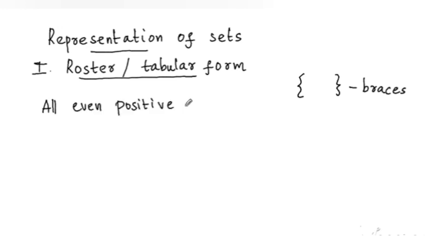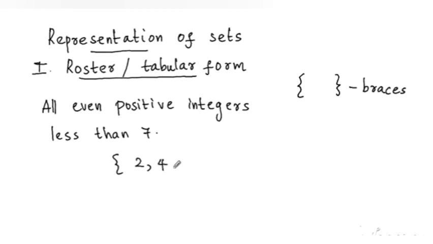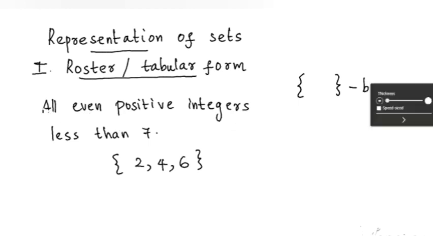Consider the collection of all even positive integers less than 7. The numbers in that collection will be 2, 4, and 6. So you have to write that inside braces, writing the numbers separated by commas. So this is the required roster form.